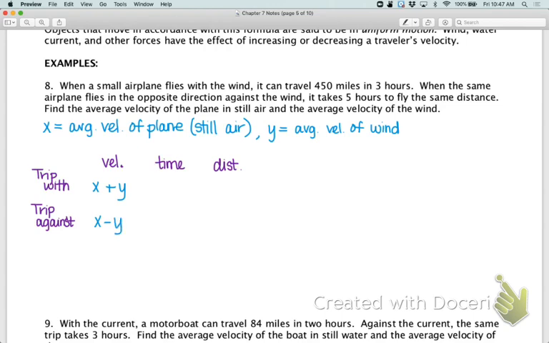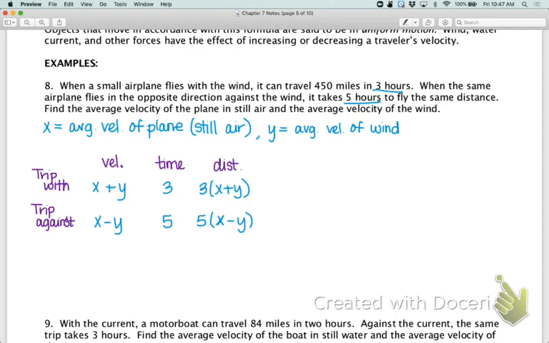On the way there, they told us that it took us 3 hours to travel. And on the way back, they told us it took 5 hours to travel. Now, according to the rule then, the distance should be 3 times (x plus y). And here, the distance should be 5 times (x minus y). But we also know something about that. We know that that distance is 450 miles in each direction.